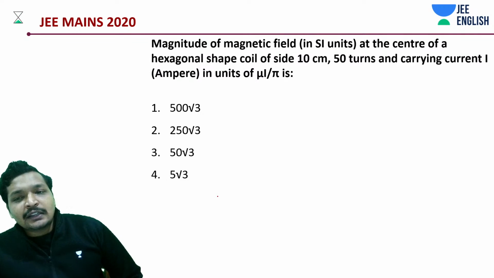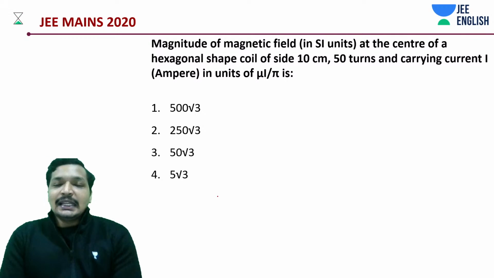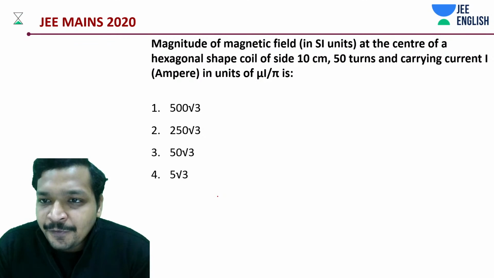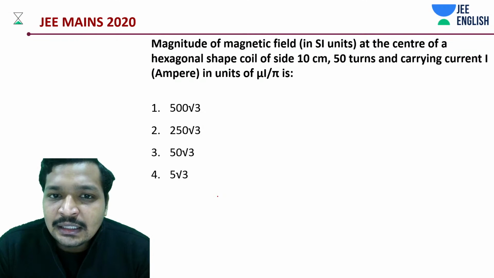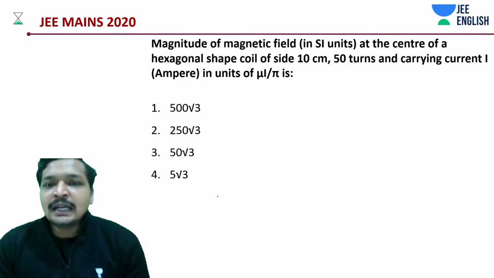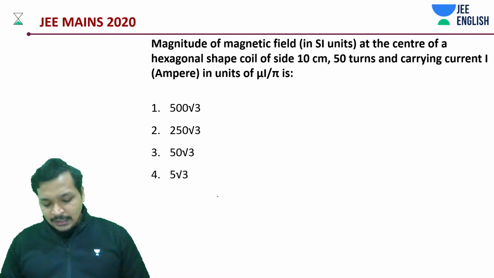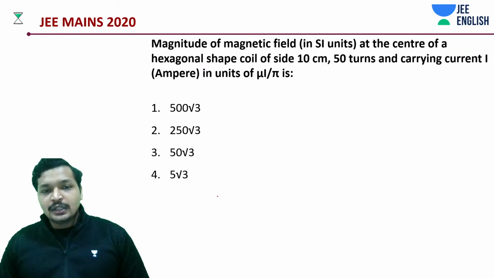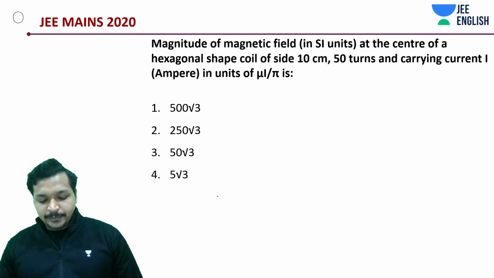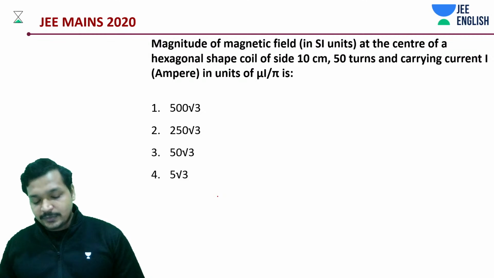The magnitude of the magnetic field at the center of a hexagonal shaped coil having side 10 centimeters and 50 turns, and carrying current I, in units of mu I by pi. It is carrying a current I. They are asking you in terms of mu I by pi. Get started on this problem definitely, because it's a very easy problem. Just have a look at it and get started. If you are able to solve this problem, that should be it, because it's quite an easy problem.